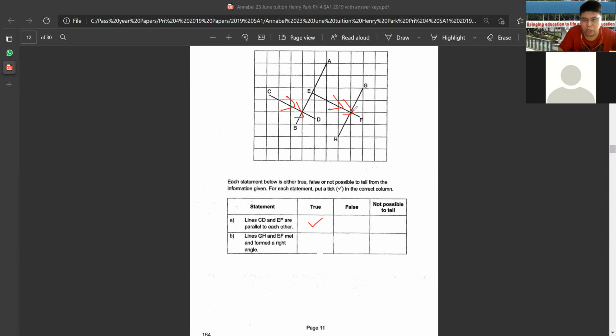Okay. You know what parallel means, right? Parallel means like that. This is parallel. Or like that. Like that. Parallel. They don't touch each other. Okay?